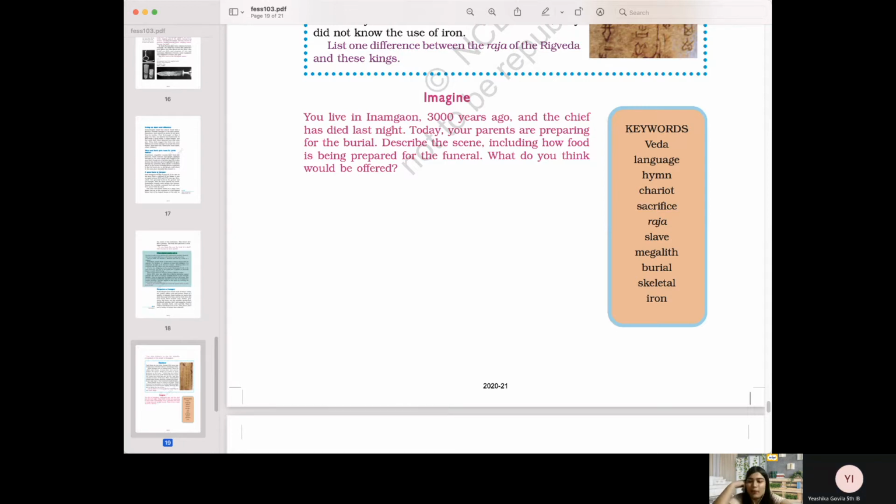And what is the meaning of mega? In general terms, like a mega ship. So what does it mean? Big. You can say something big, yes, exactly. So what is the meaning of megalith then?